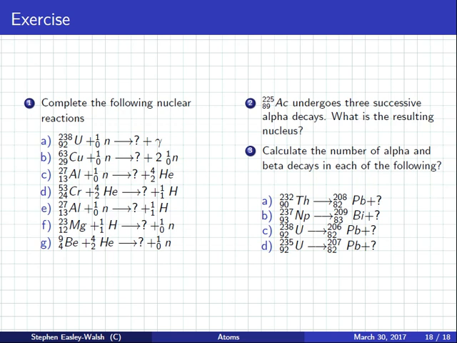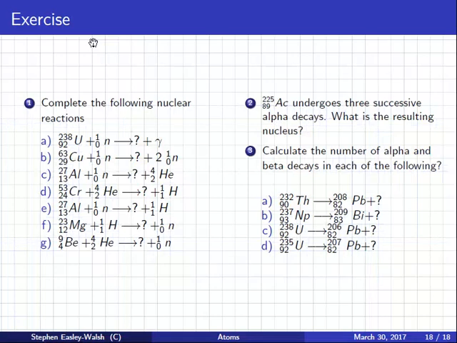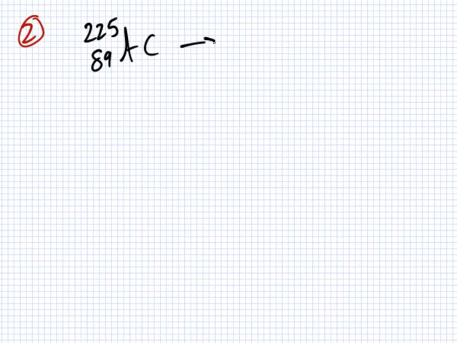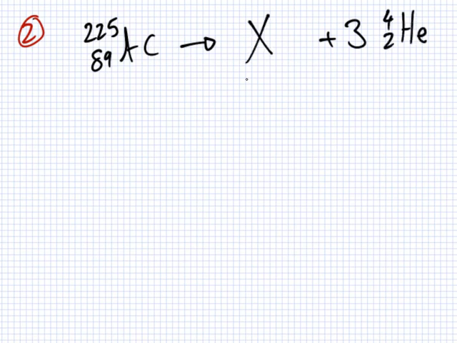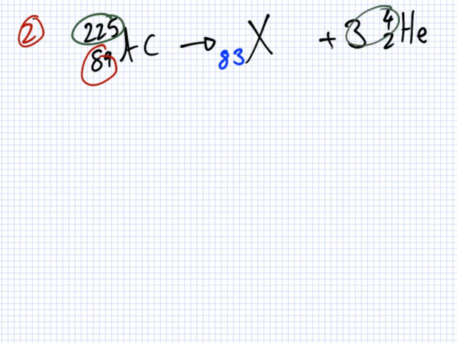Okay, I think that should be enough time for number two. So let's have a look at it. So we start off with 225, 89 Ac, and it becomes something plus 3 alphas. What does it become? We'll just call it X. So here we have 89, and here we have 6 protons. So it means this one has to be 83, so it's balanced. Here we have 225, and here we have 12. So if I just do 225 minus 12, that's 213 is what I must have here.